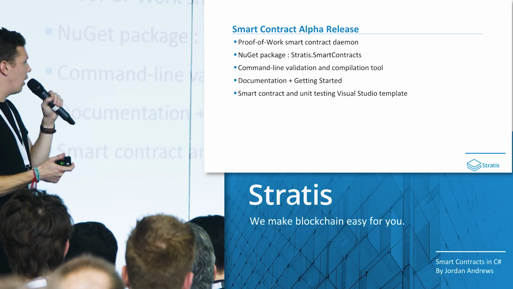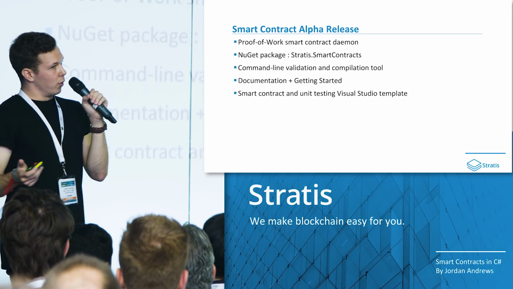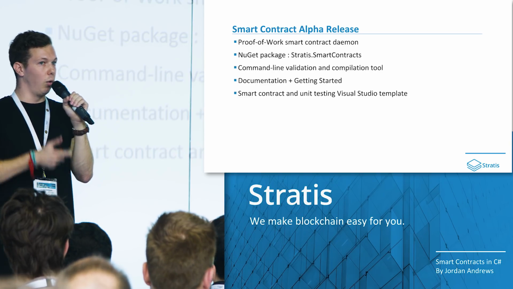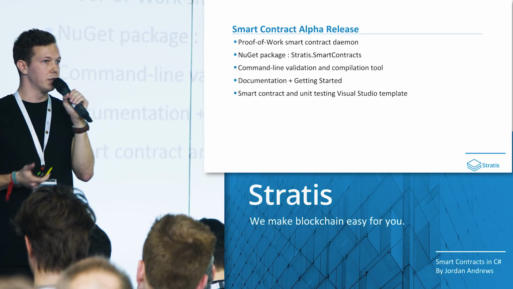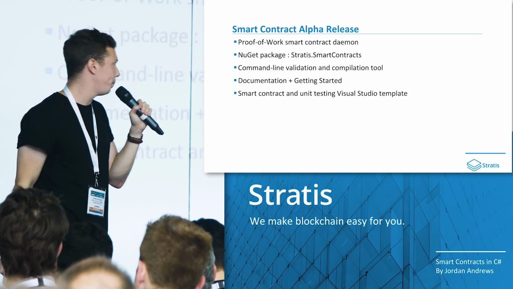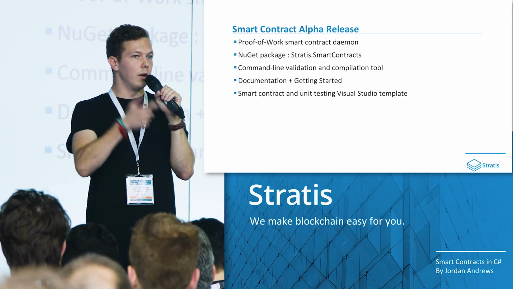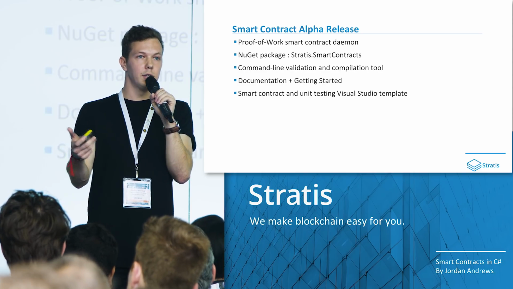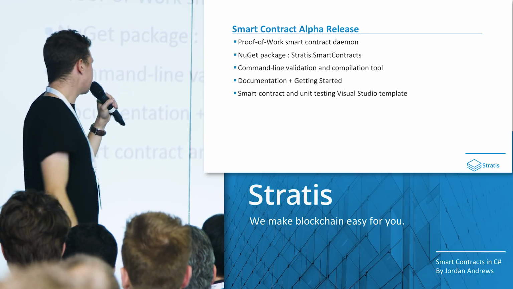But in terms of what we're able to release because of this, the first thing is a proof of work smart contract daemon. This is going to be a daemon that you will be able to run on your local machine and be able to start joining or creating your own smart contract test networks. In C#, a NuGet package, Stratis.SmartContracts. In order to start writing smart contracts, all you have to do is include a NuGet package inside of your C# project, and you can instantly start writing smart contracts.